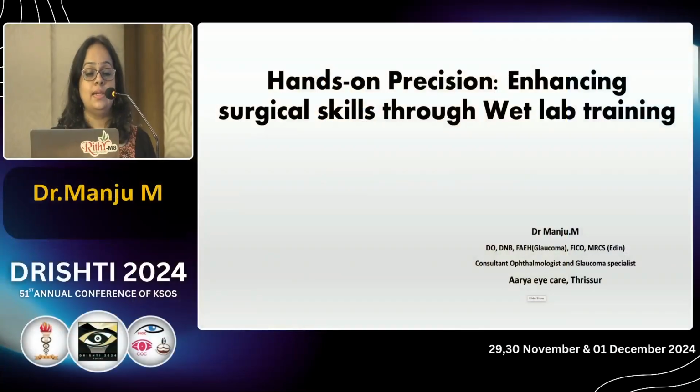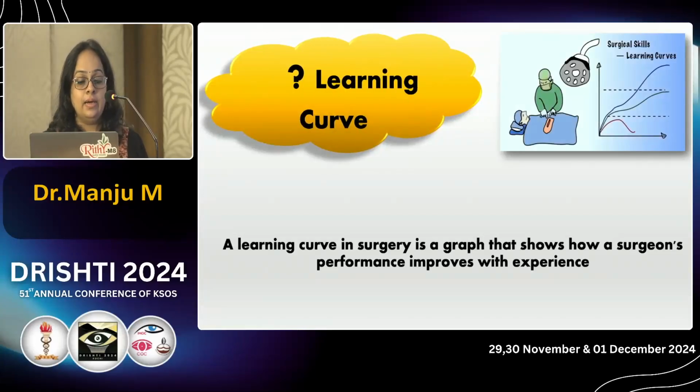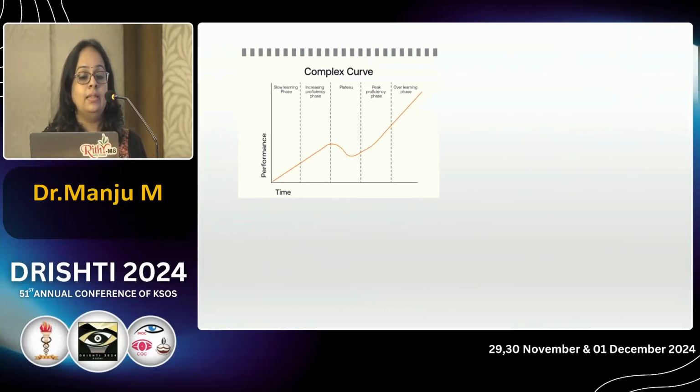Good morning all. The topic is hands-on precision, enhancing surgical skills through wet lab training. So what is a learning curve? A learning curve in surgery is a graph that shows how a surgeon's performance improves with experience. You can see in the learning curve there is a slow beginning and then a steep acceleration. If you can speed up this slow beginning phase, there is a lot of time that you can save during the next phases.